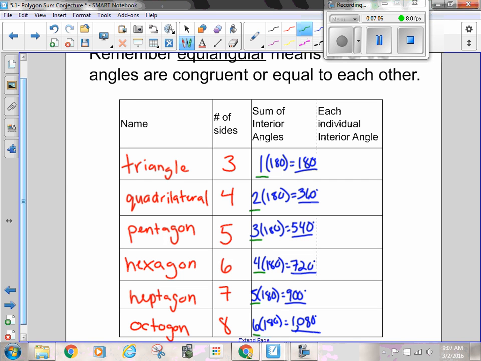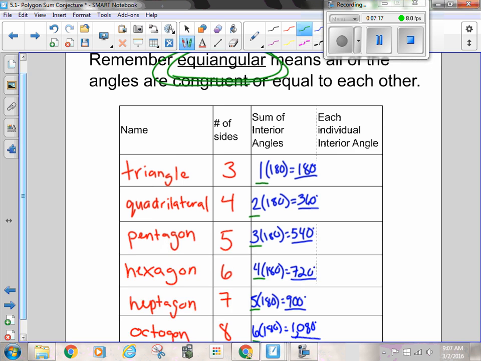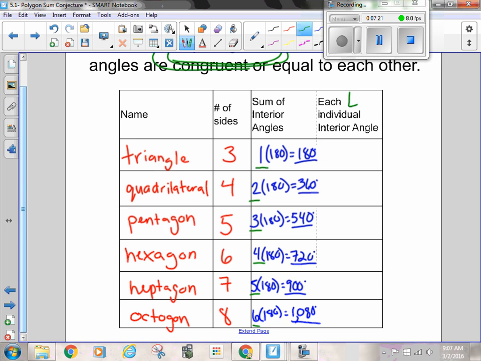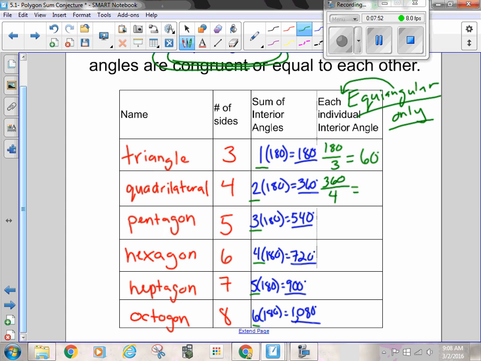If you want to find each individual interior angle, and now this only works for equal angular, remember, equal angular. So all the angles are equal. Only works for equal angular to do this last column. Let me write equal angular only. Okay, so in a triangle I have 3 angles, so I can take 180 and divide it by 3. So each of the angles in the equal angular triangle is going to be 60 degrees. Okay, we can do it again. We have a total of 360. There are 4 interior angles in a quadrilateral, so each of them is going to be 90 degrees.